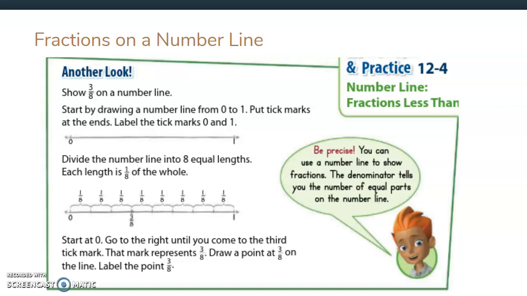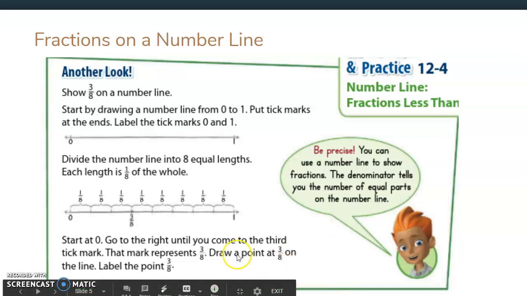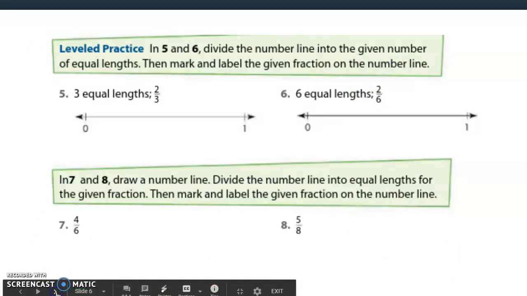And I like what this little speech bubble is saying over here. It says, be precise. You can use a number line to show fractions. The denominator tells you the number of equal parts on the number line. And I think it's important to talk about being precise because fractions are all about equal parts. So if your parts are not equal, it might make it a little bit harder to see your equivalent fractions.